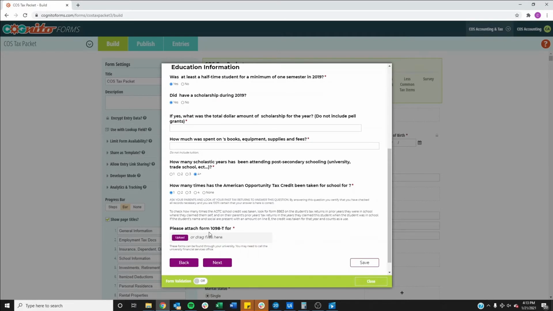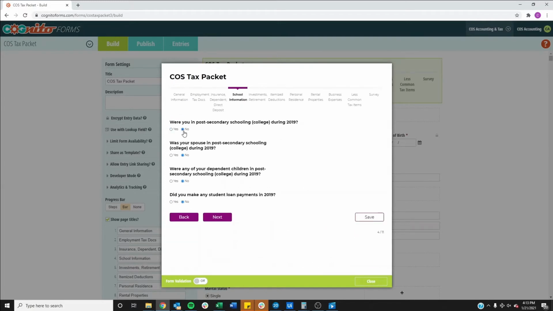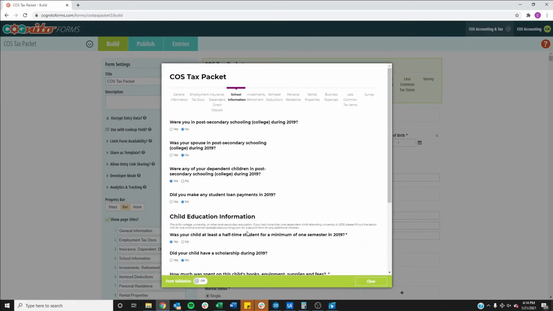And then we'll need you to attach your 1098-T, which is a tax document you get from whatever trade school or college you attend, which will state how much was paid in tuition and how much was given in scholarship and Pell Grants. And then if your spouse is in school, you'll fill out the same information for your spouse. Same with any dependent children. And if you have more than one dependent child in college that you would like to claim the credit for, you can email taxes@COS Accounting, and we'll send you an additional form for any additional children you may have.